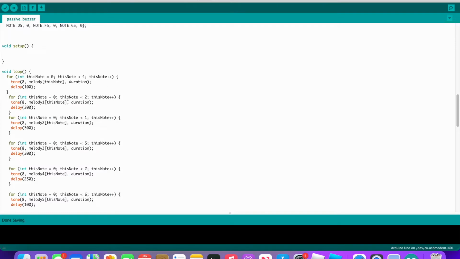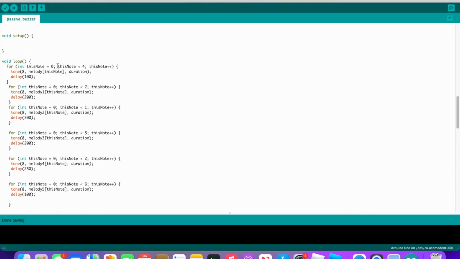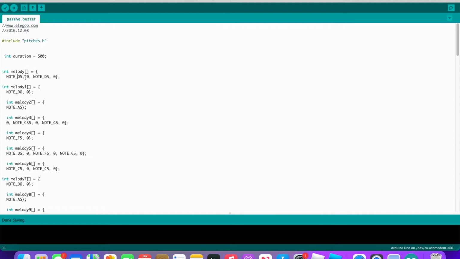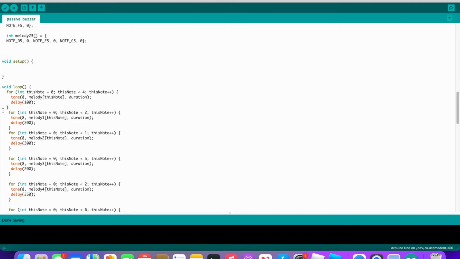So it's going to go through the loop. It's going to play the D. And then it's going to go through the loop again, and again, and then I'll go to the next one. So the for loop is just playing all the notes. I don't know why I forgot that.